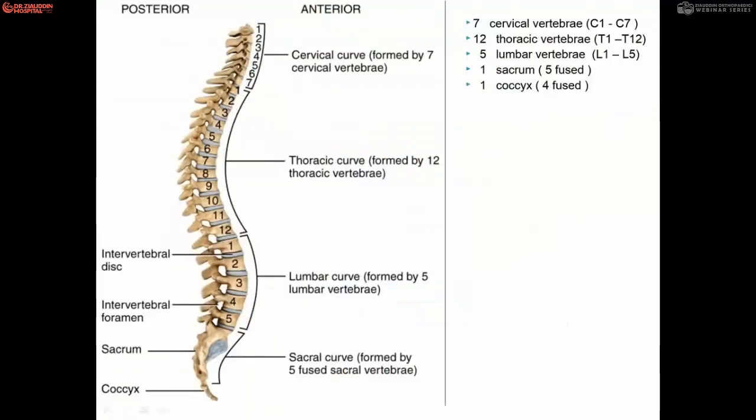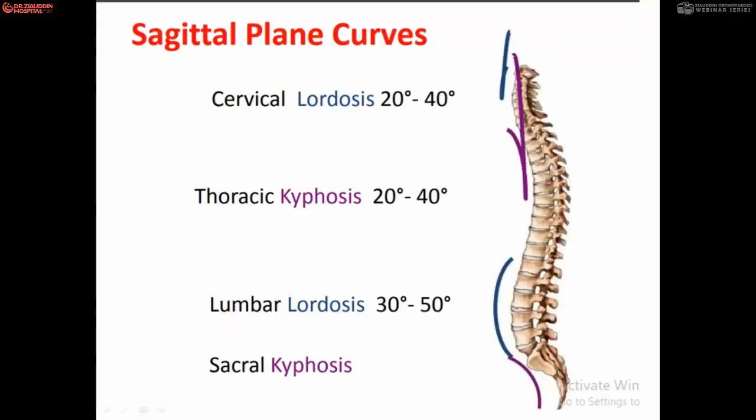These are again different curves, cervical curve, thoracic curve, lumbar, and sacral curves. If you see from proximal to distal, there is increase in the vertebral body height, and there is regional variation of the vertebral bodies to accommodate the functional demands of that region. If you look at the sagittal plane curves, the cervical lordosis is around 20 to 40 degrees, thoracic kyphosis is around 20 to 40 degrees, and lumbar lordosis is again around 30 to 50 degrees.